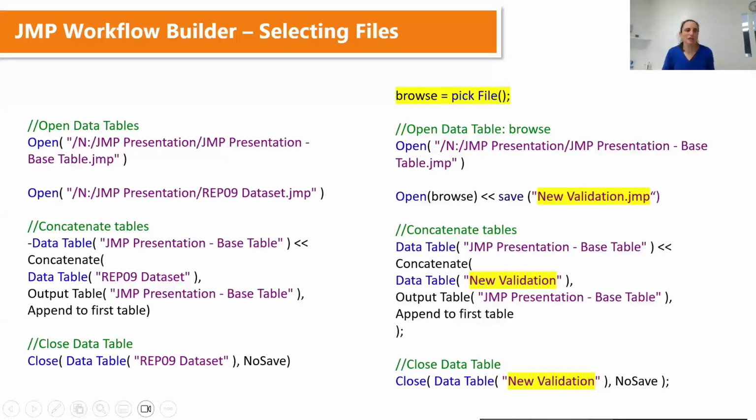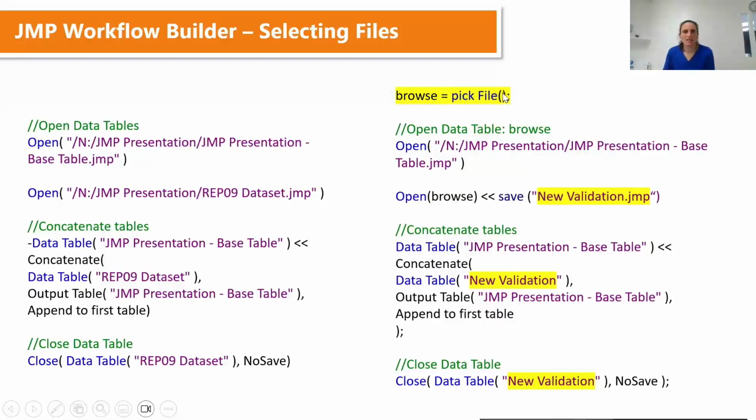We have on the left-hand side here how my script's currently looking, and this is the small changes that we need to make. What you'll see is it's not a lot of changes. It's quite simple. The first steps going down here: we open the JMP base table, we open this particular named table, we concatenate these two together, and then we close down this named table without saving it.